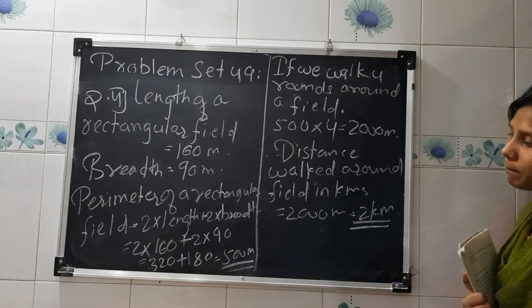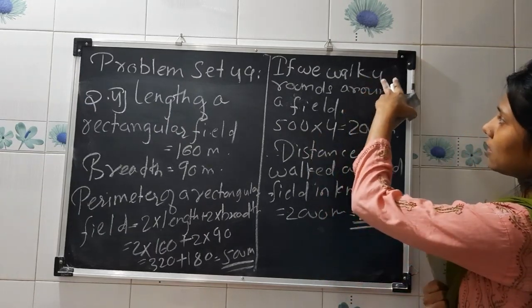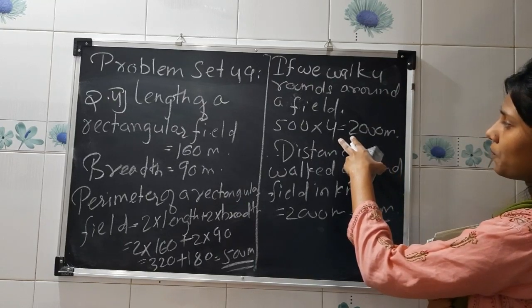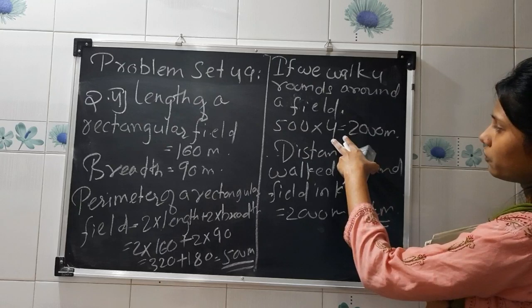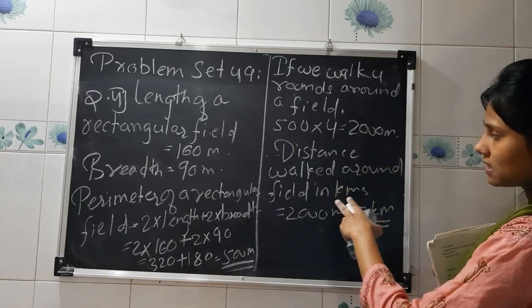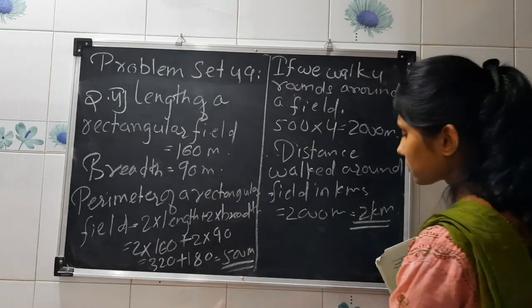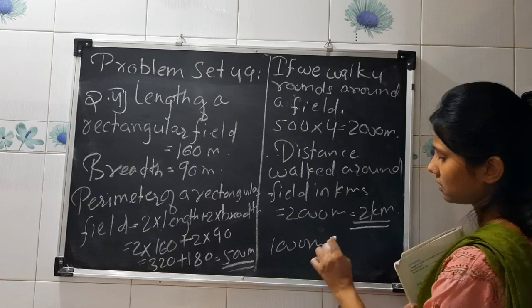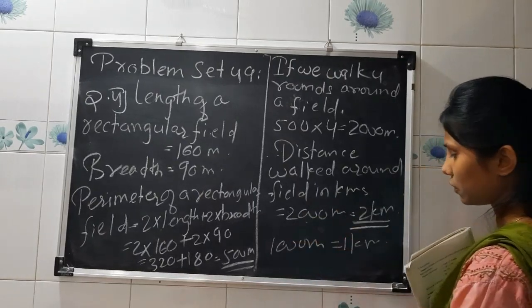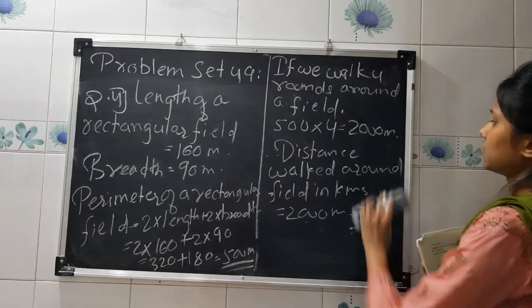First we have to find out the perimeter, then you have to multiply that perimeter by the number of rounds walked around the field, that is 4. So 500 into 4, 2000 meters. Therefore distance walked in kilometers, you have to convert it into kilometers. 1000 meters is equal to 1 kilometers. Therefore 2000 meters is equal to 2 kilometers. Okay. Next, last one.